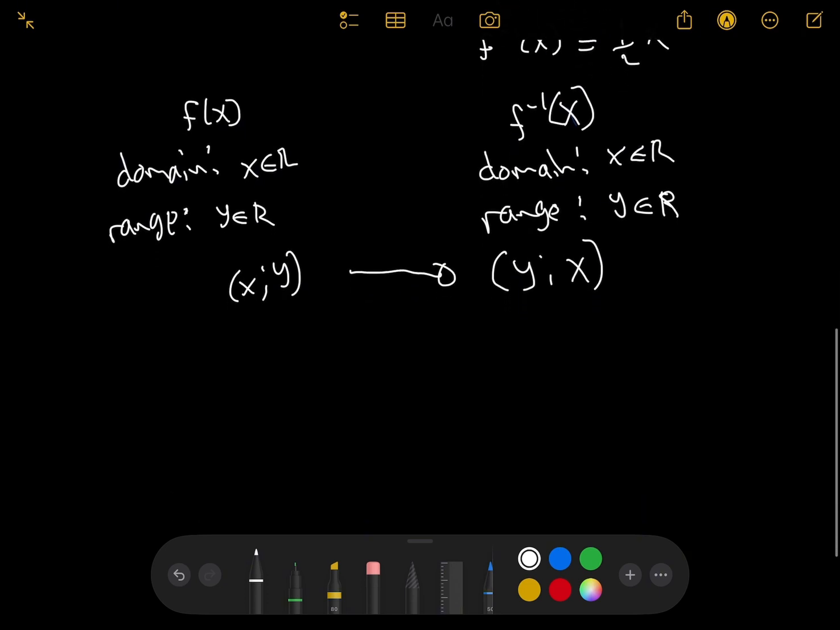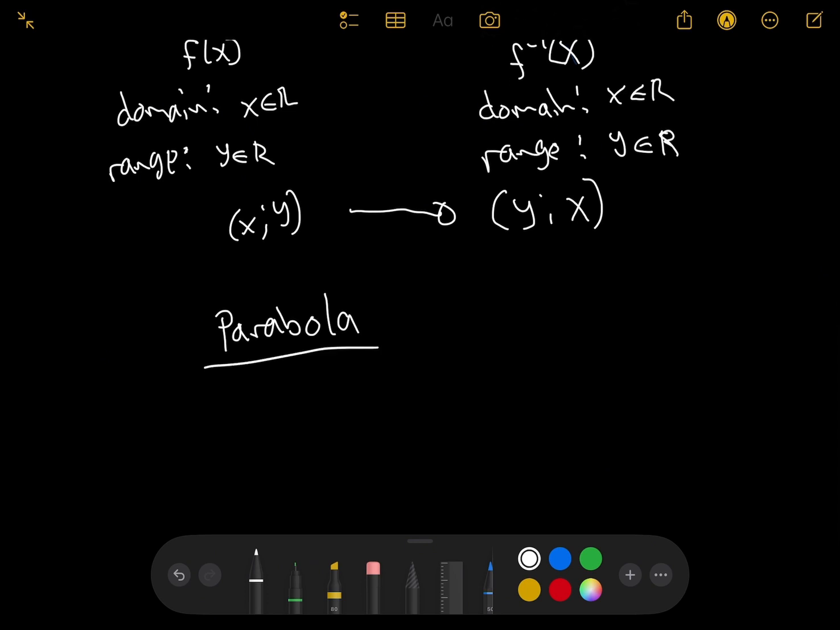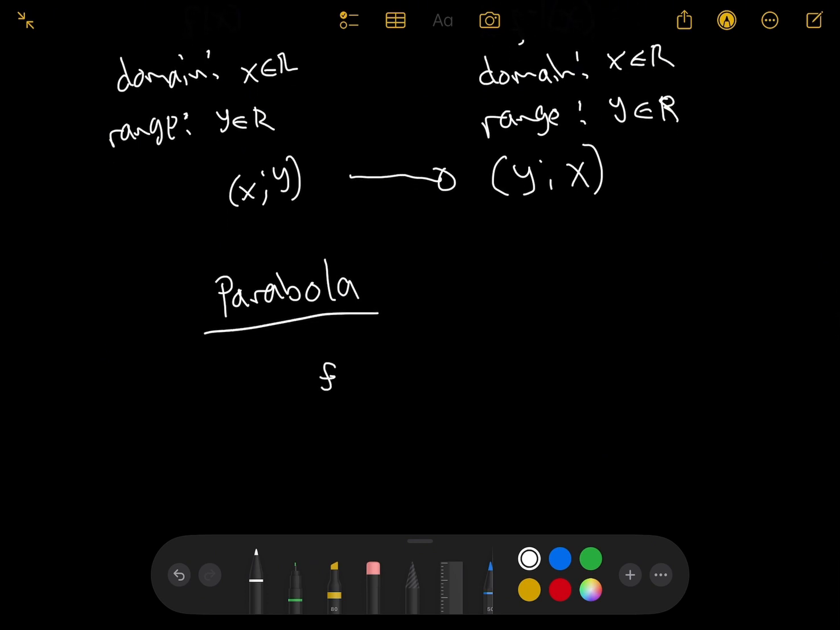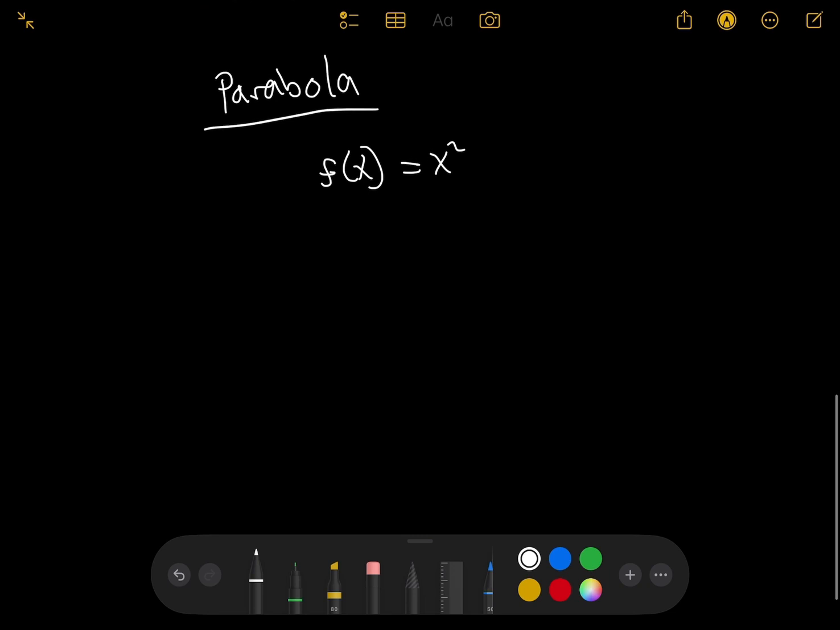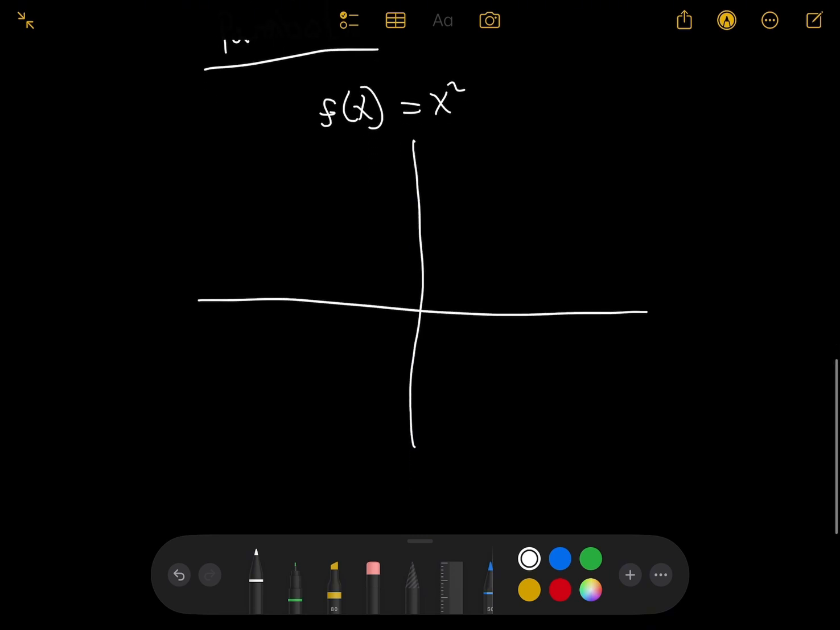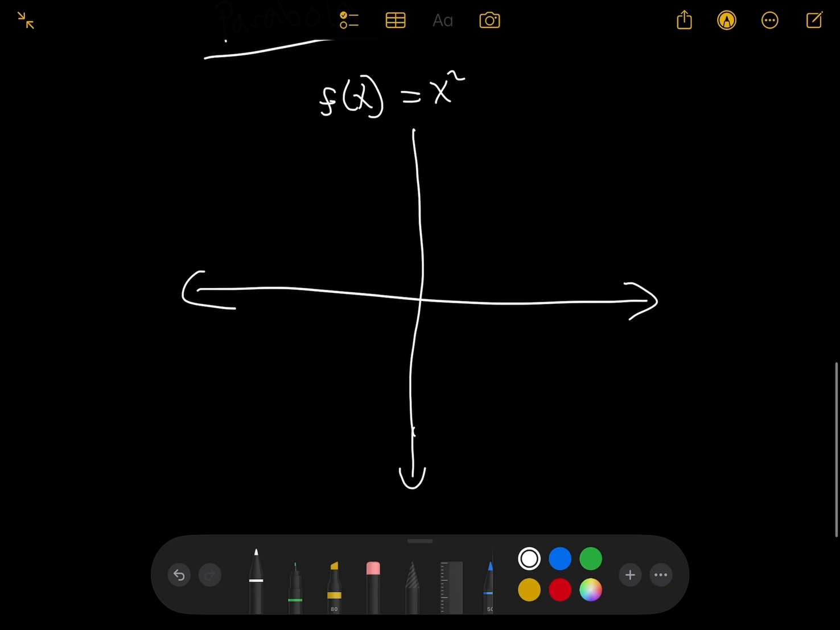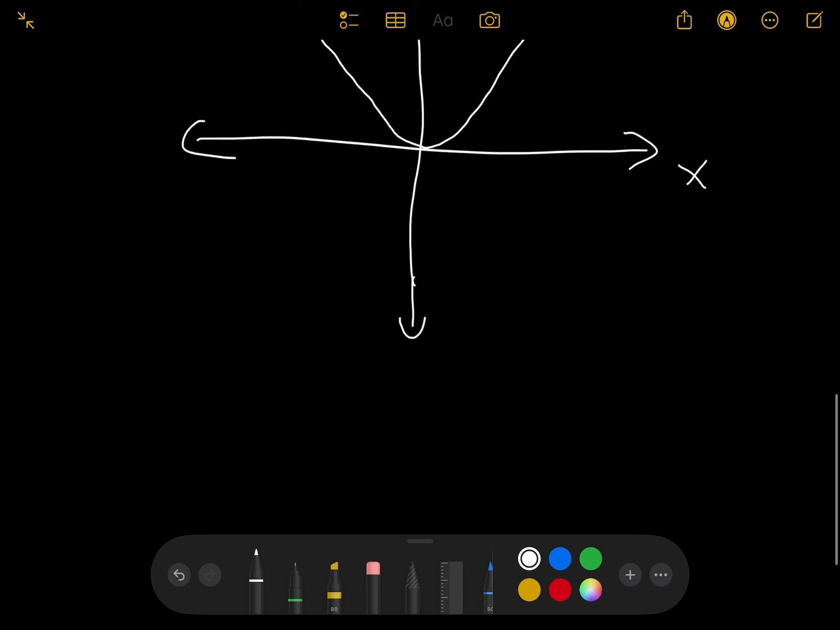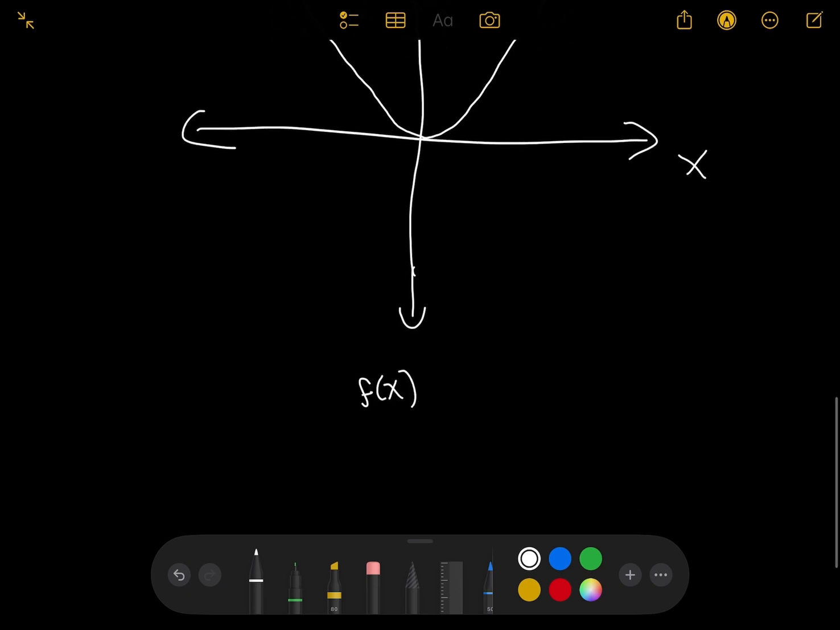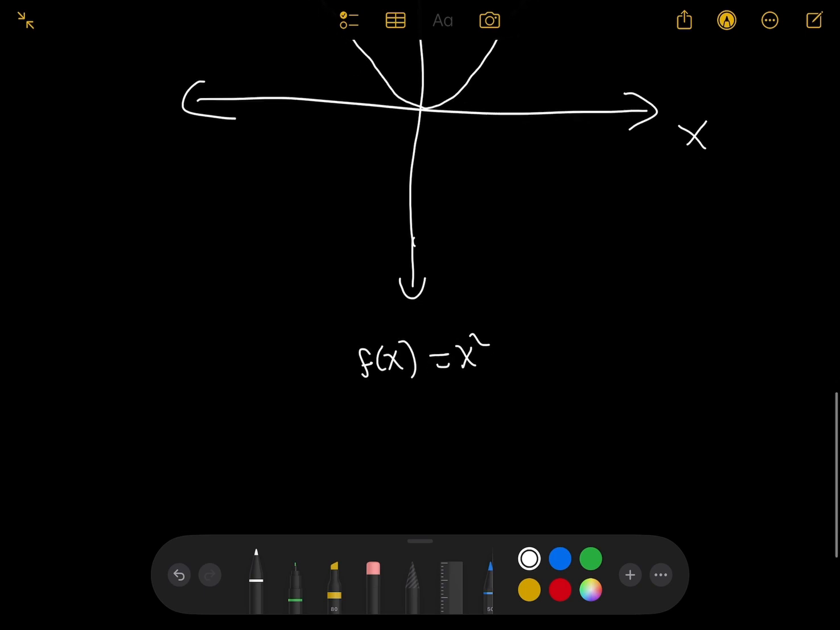Now we can move to a parabola. Speaking about a parabola, we know that the most basic function of a parabola is f of x is equal to x squared, which I can just sketch right here on our xy plane. It looks something like this. Our f of x is equal to x squared, and then what becomes our inverse graph?